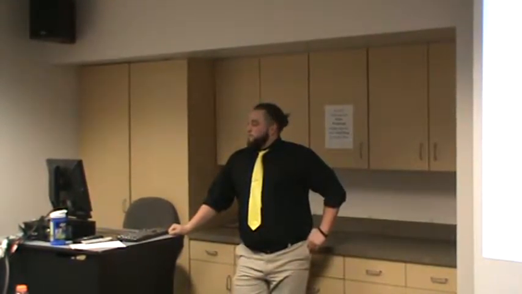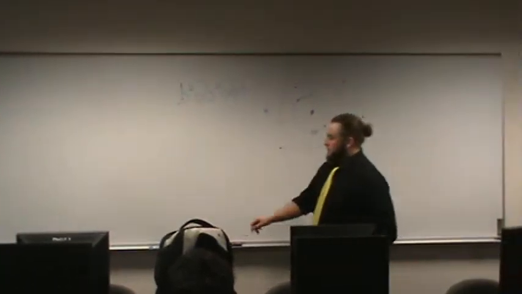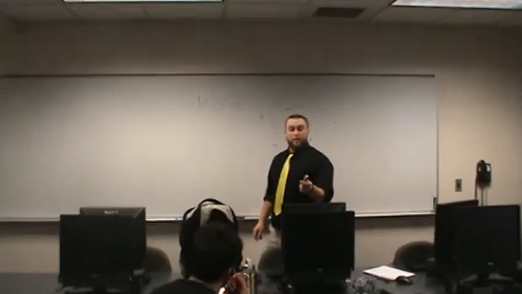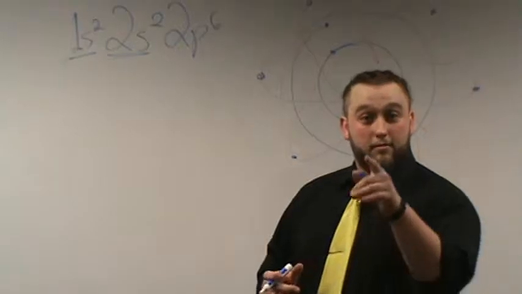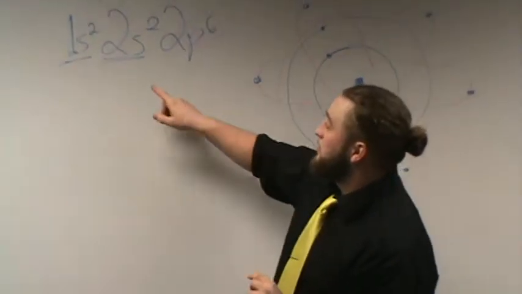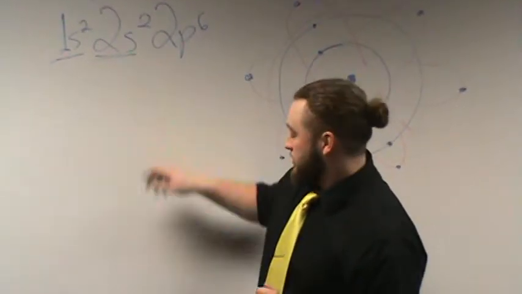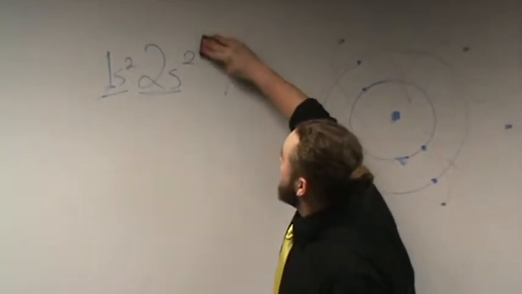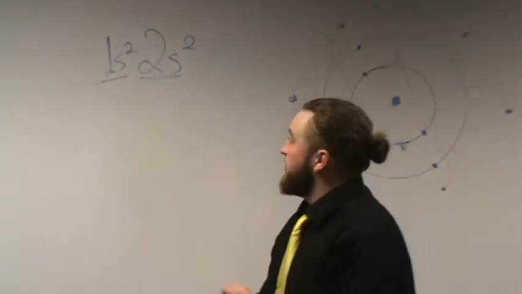Beryllium has 4 electrons. What do you guys think its electron configuration would look like? No, the electron configuration is just the writing. So if there's 4 electrons in it, it'd be 1s2, 2s2. You betcha. That'd be beryllium right there.